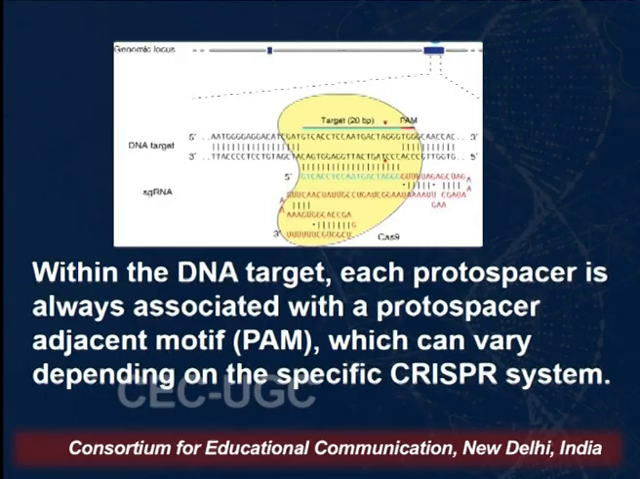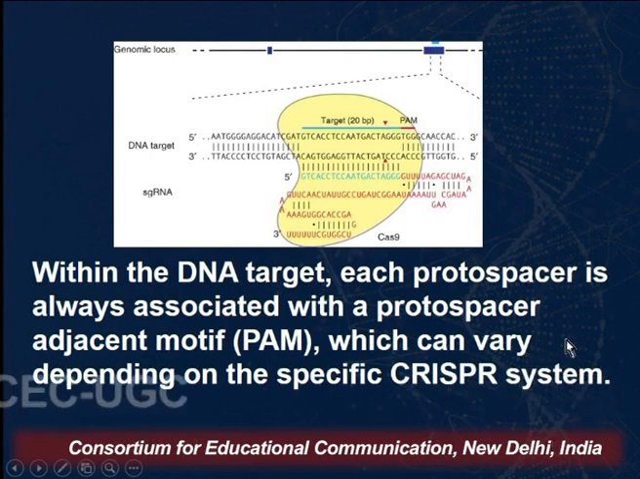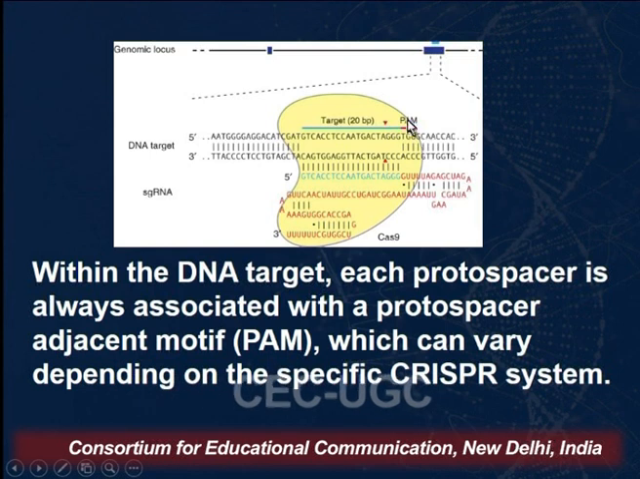Within the DNA target, each protospacer is always associated with the protospacer adjacent motif, or PAM, which can vary depending upon the specific CRISPR system. For example, for the CRISPR type 2 system, it is 5' NGG. That is the PAM motif for the CRISPR-Cas9 type 2 system. So within the DNA target, this PAM is very important. That is basically the structure of the CRISPR-Cas9 loci.